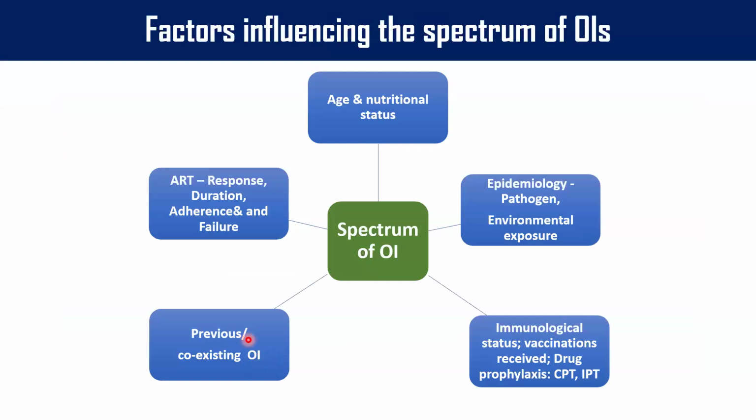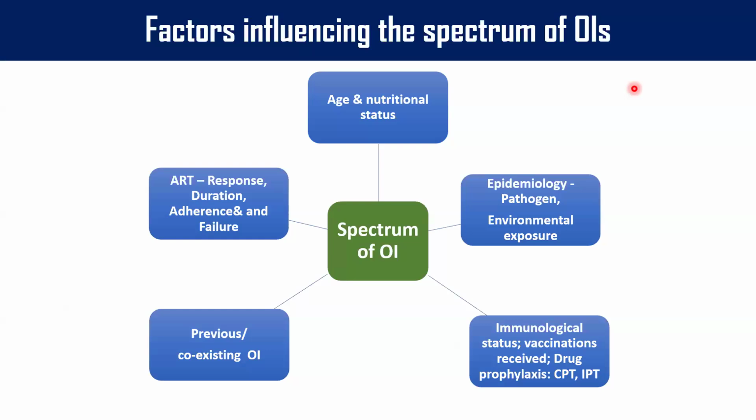Now, what are the factors which will influence the spectrum of OI? The spectrum of OI is not the same in every CLHIV. It all depends on the age of the child, the nutritional status, whether there is malnutrition associated or not, and the epidemiology of the pathogen, that is, which pathogen is prevalent in your local area.